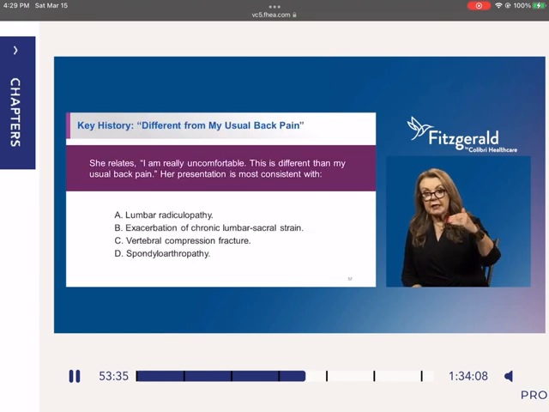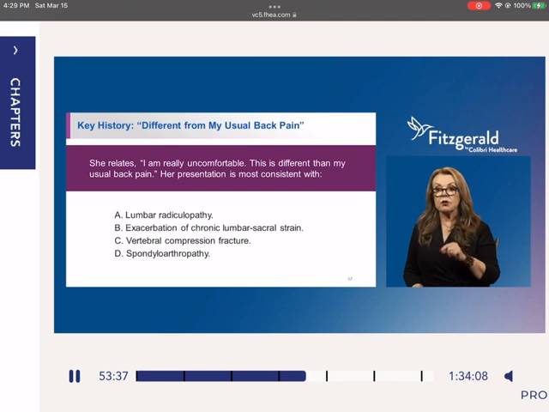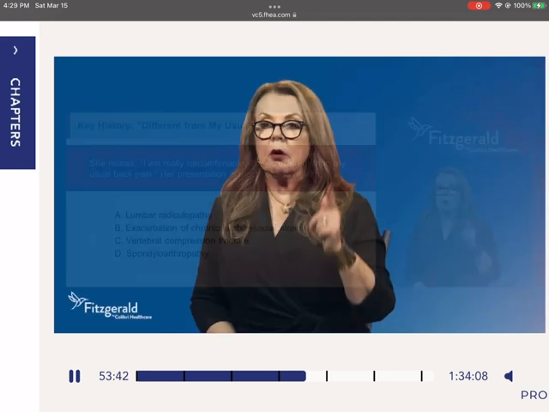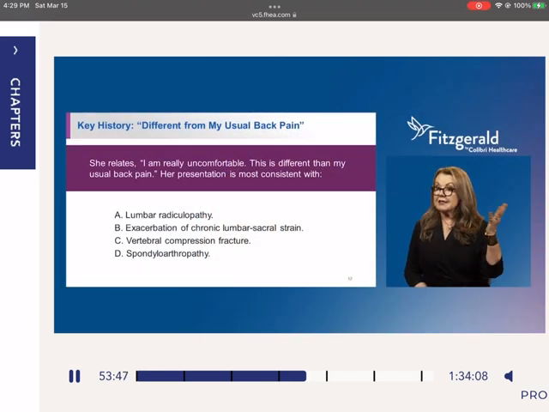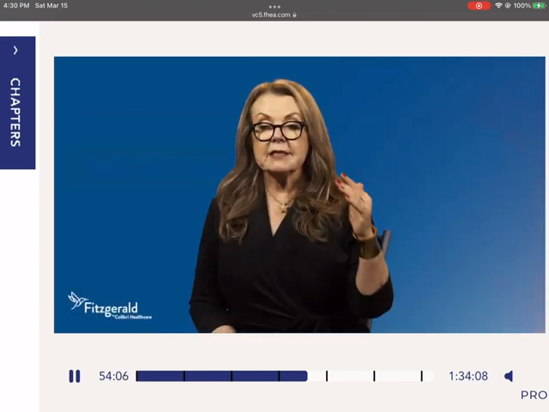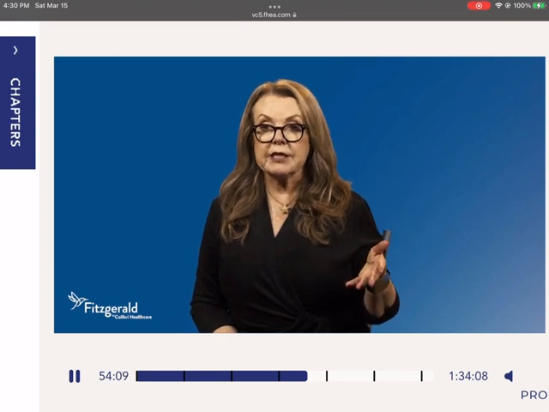Now, this is key history. She relates, I'm really uncomfortable. This is different than my usual back pain. Always listen to what the patient has to say. And one of the keys here is this is different. So her presentation is most consistent with A, lumbar radiculopathy, B, exacerbation of chronic lumbar sacral strain, C, vertebral fracture risk, or D, spondyloarthropathy. Best answer here, of course, is A, lumbar radiculopathy.